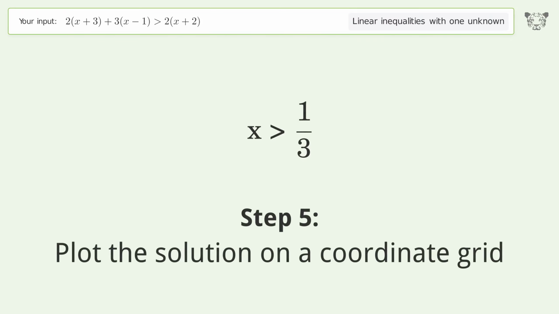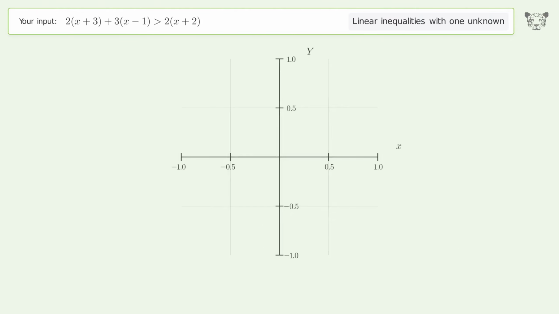Plot the solution on a coordinate grid. And so the final result is x greater than 1/3.